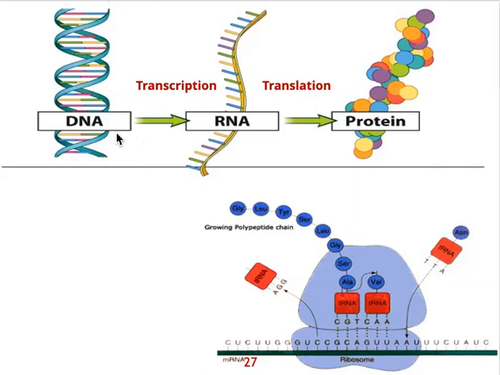So again, going from DNA to RNA, this process is called transcription, and RNA to protein, this process is called translation. And we can see that in the process of translation, as we've already discussed, this process involves building this polypeptide chain by decoding the sequence on the mRNA.